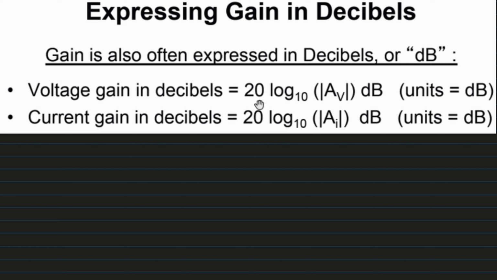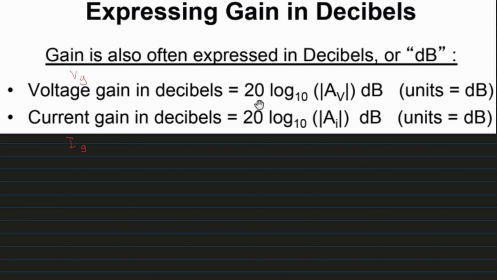We're going to be looking at how to express gain in decibels. Gain is often expressed in decibels, or dB. The voltage gain in decibels, sometimes written as VG, and the current gain in decibels, sometimes written as IG, is equal to 20 log base 10 of A, with subscript V or I depending on what we're working with. This is in absolute values. And then we have our dB, which is just the units.